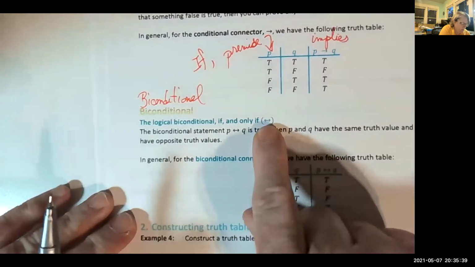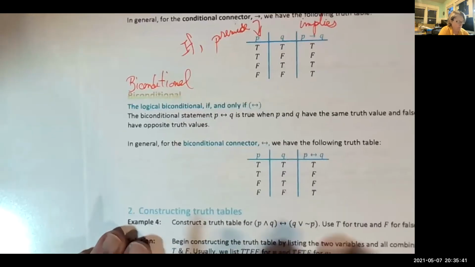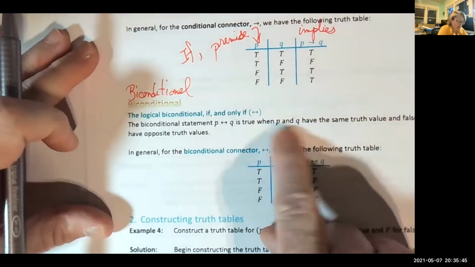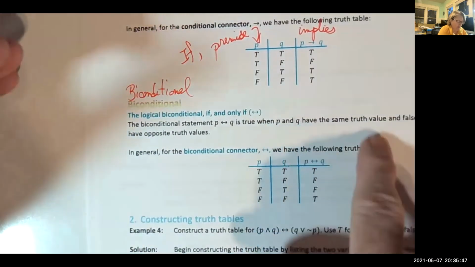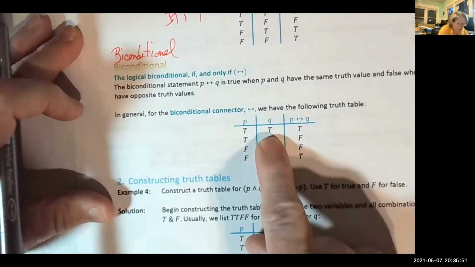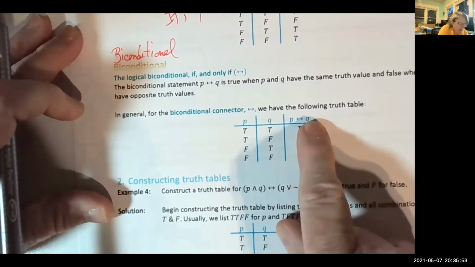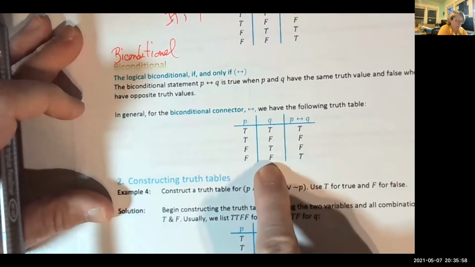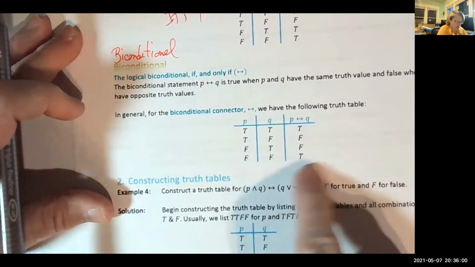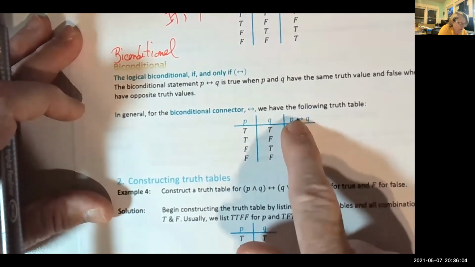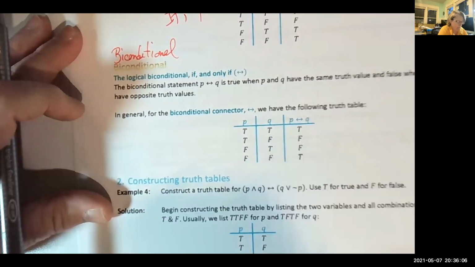And it's indicated by the double arrow. If and only if is true when P and Q have the same truth value. That means if both P and Q are true, P if and only if Q is true. If both P and Q are false, P if and only if Q is true. But if they're mixed, then P if and only if Q is false.